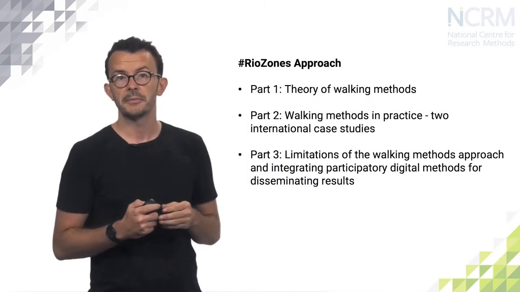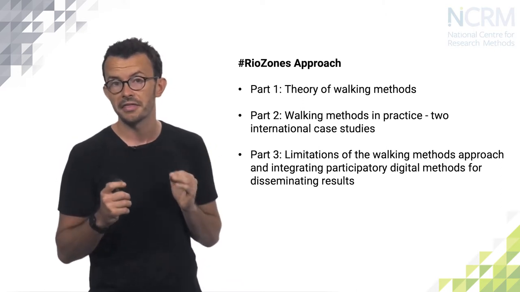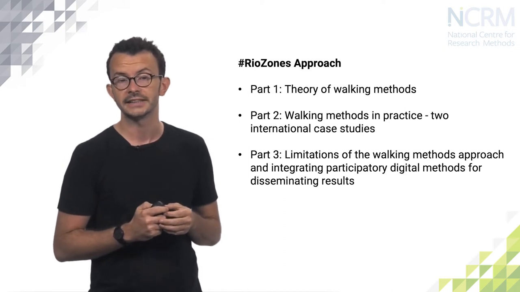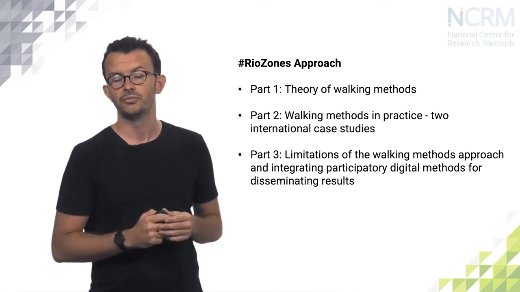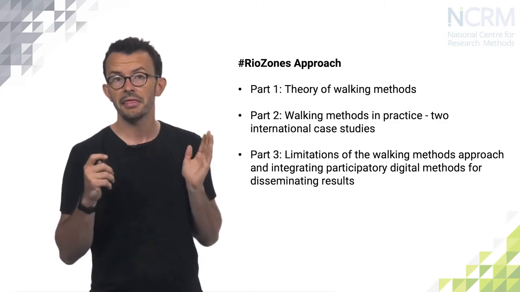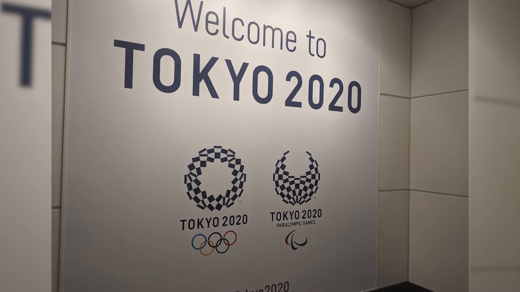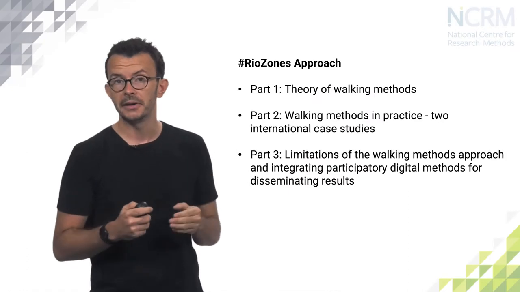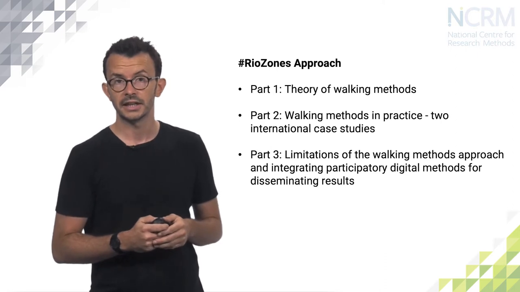So in part one, I'm going to briefly outline the theory and the detail of walking methods. In part two, I will illustrate the theory and practice by using a case study and the specific urban environment of the Rio 2016 Olympics, with some reflections on London 2012, but also my recent work in Tokyo for the 2020 Olympics. And in part three, the final part, I will reflect on the limitations of this approach, generally and specifically with regards to Olympic cities as an extreme case or extreme environment that serves as a container for complex forms of interaction and organisation.